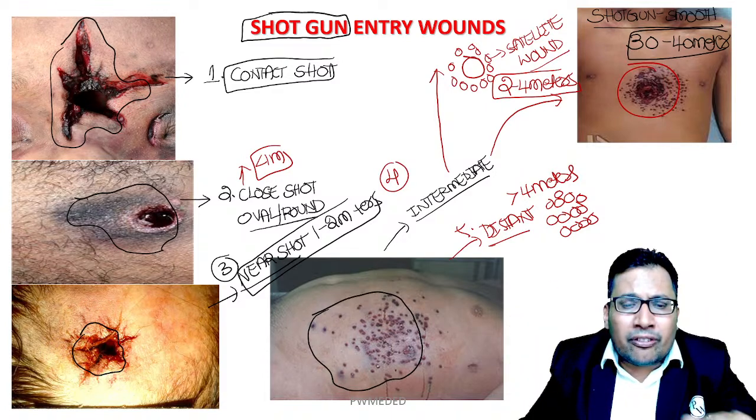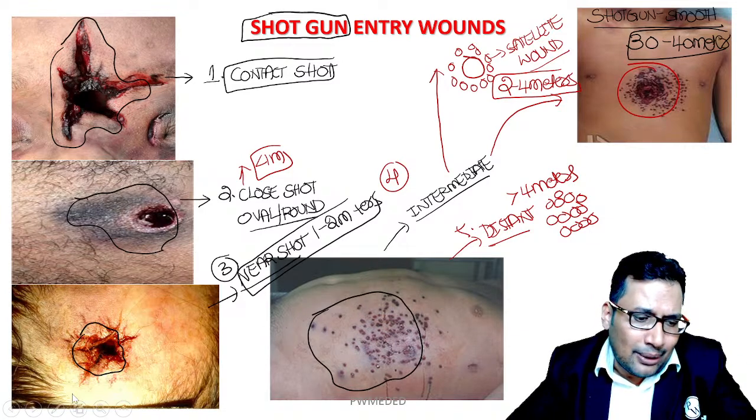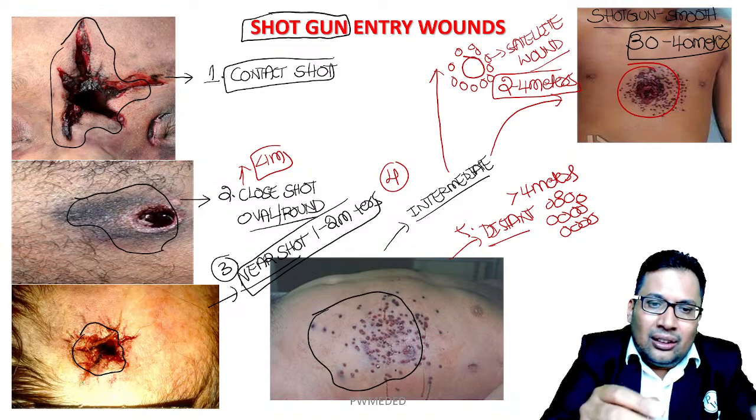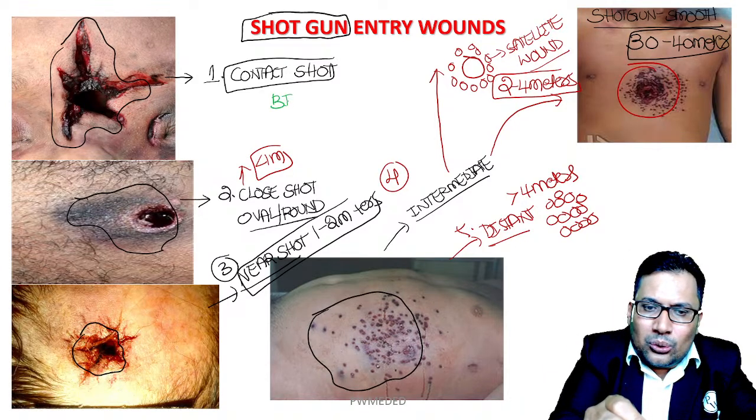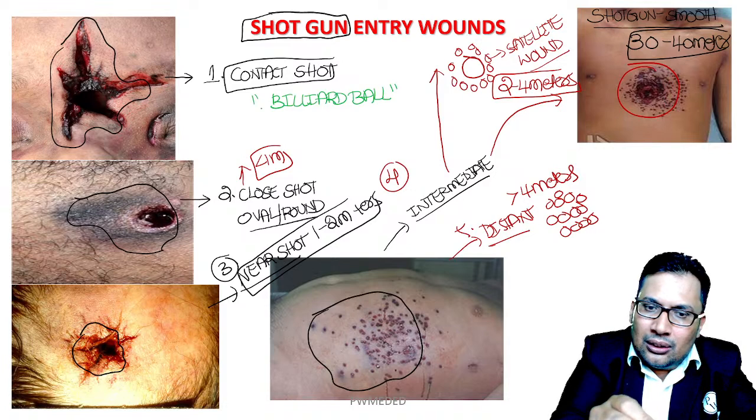So now here is a homework for all of you. What is billiard ball phenomena? This can be asked in the upcoming exam. So billiard ball phenomena, I'll write here. This is the homework for all of you. Just go through this. What is billiard ball phenomena?